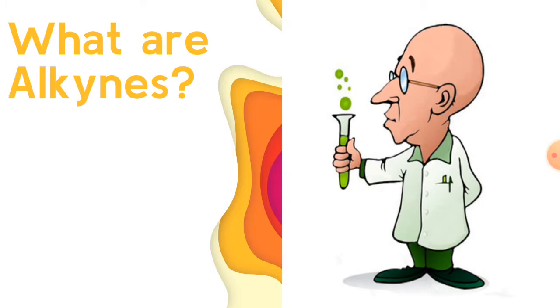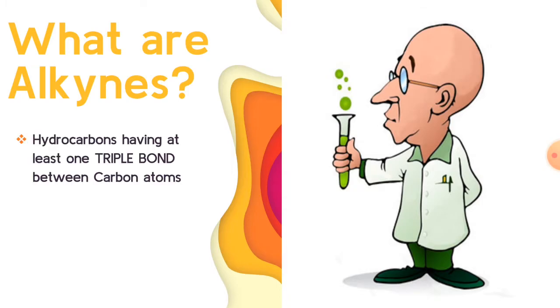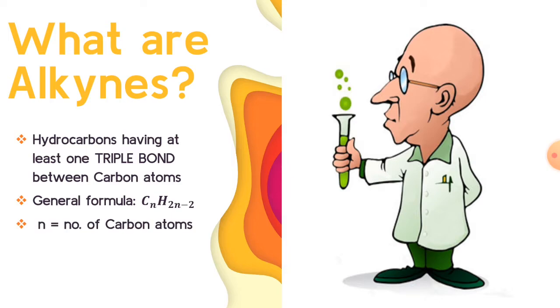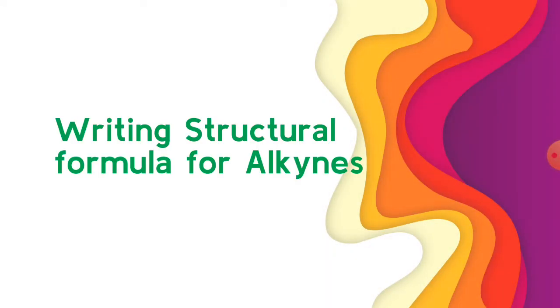What are alkynes? Alkynes are the hydrocarbons having at least one triple bond between the carbon atoms. The general formula for alkyne is CnH2n-2. Here, n represents the number of carbon atoms. So, let's learn how the structural formula for alkynes is drawn.